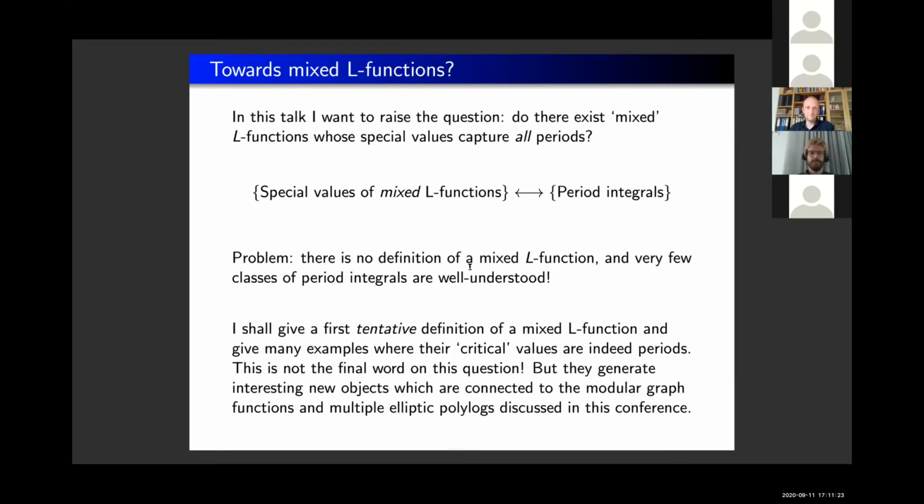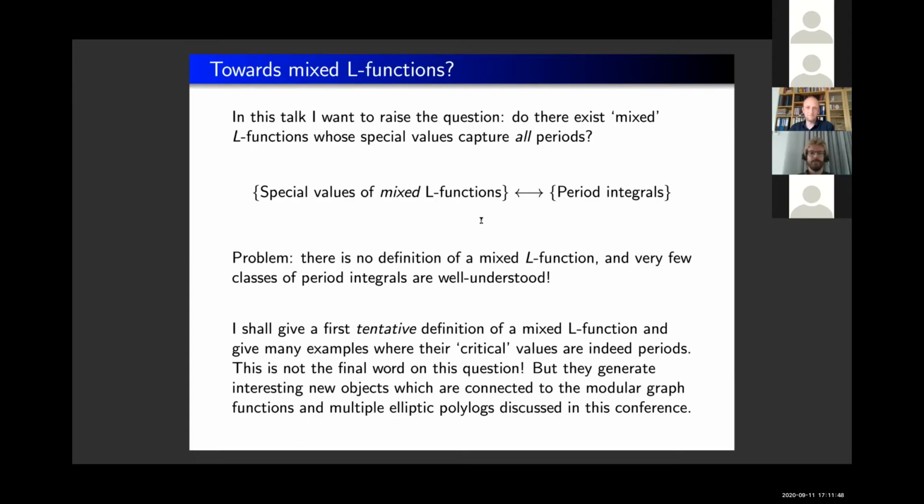And the question I want to raise then, which is a bit wacky, is whether there could possibly exist mixed L functions whose values actually capture all periods. So I would love it to be the case that any period could be the value of something yet to be defined, which is a mixed L function.